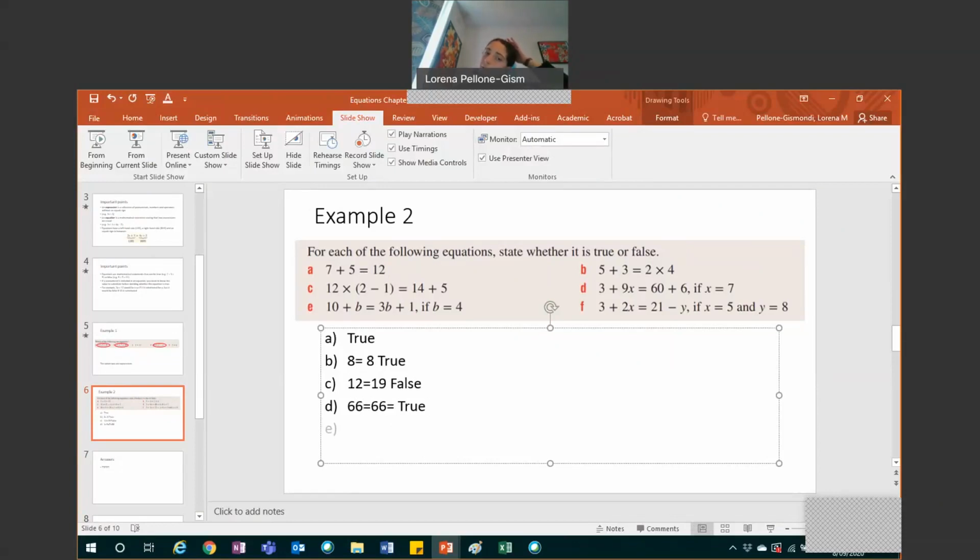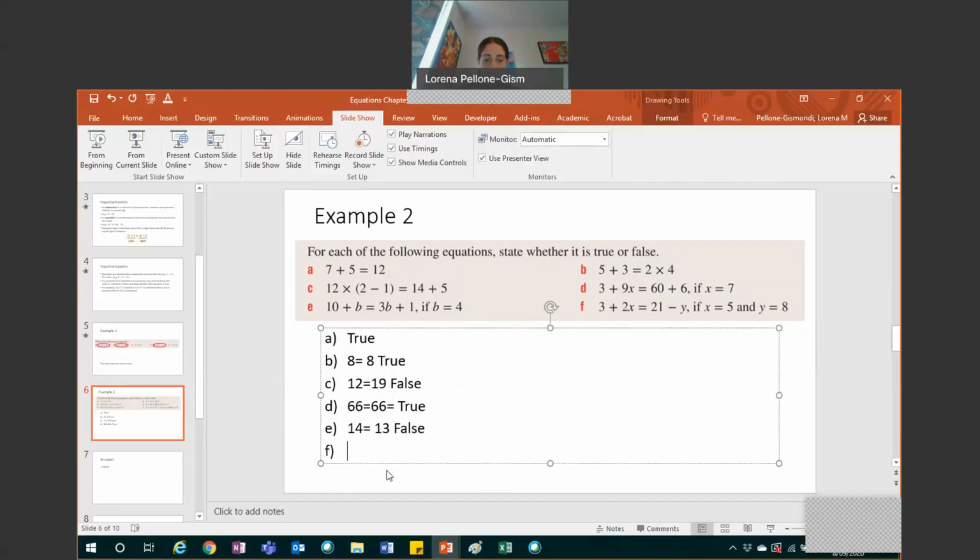Part E, 10 plus b equals 3b plus 1 if b is equal to 4. Let's do that. I'm just going to substitute straight away here. 10 plus 4 equals 3 times 4 plus 1. So 10 plus 4 is 14, and 12 plus 1 is 13. Close, but false.